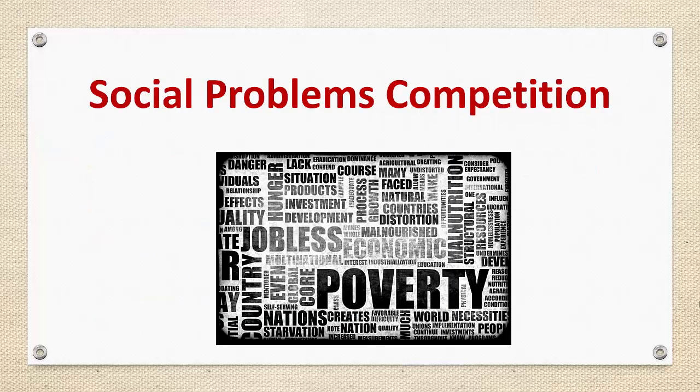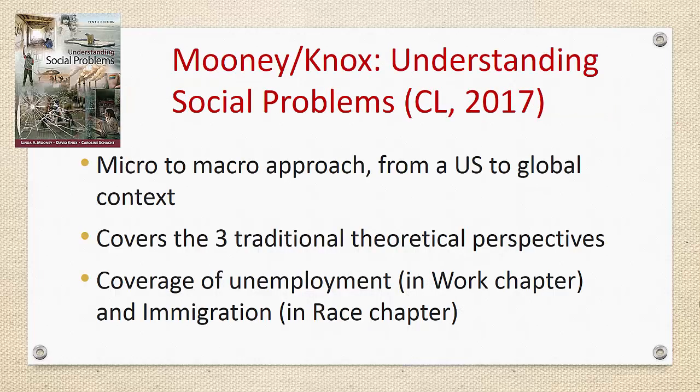Let's take a brief look at the key competitors in the social problems market. Mooney Knox from Cengage is a top seller in social problems. It covers social issues from a micro to macro approach, looking first at the US and then moving towards a global context. It only covers the 3 traditional paradigms, but does have a little bit more coverage of unemployment and immigration than other texts do. Ask your Mooney users if they cover any additional theories or how they like to focus on the solving of social issues.